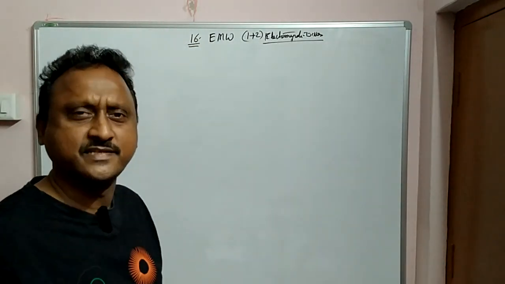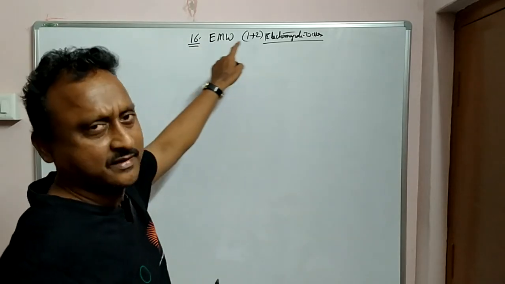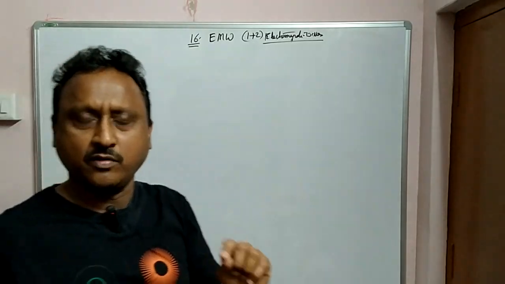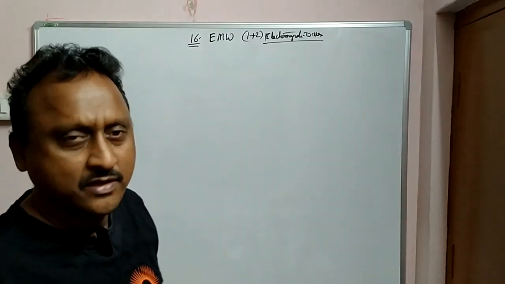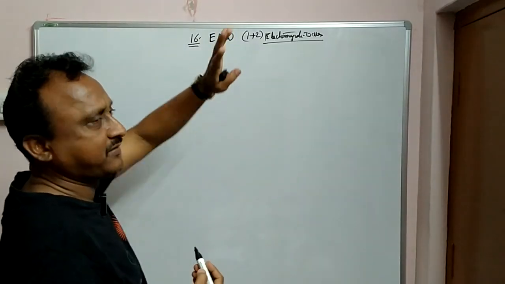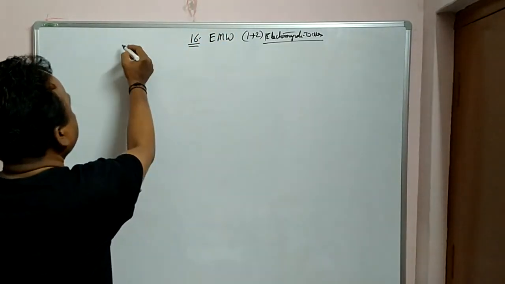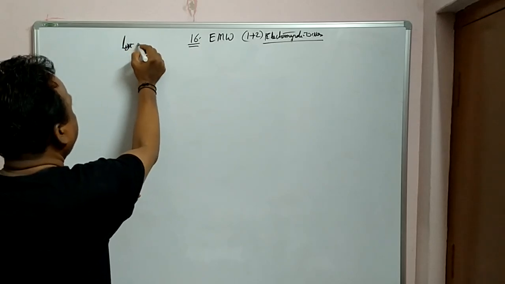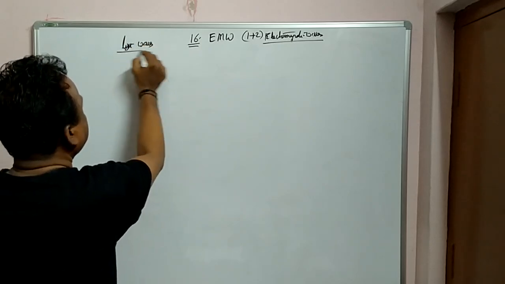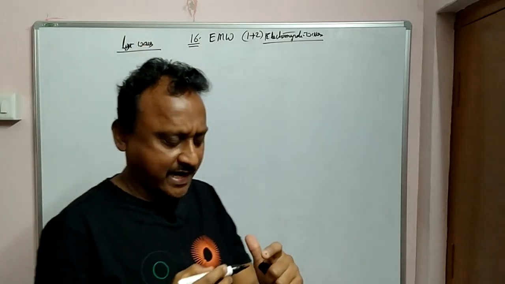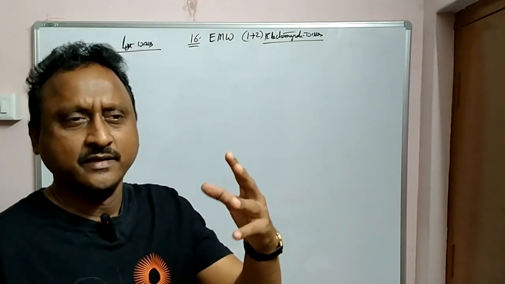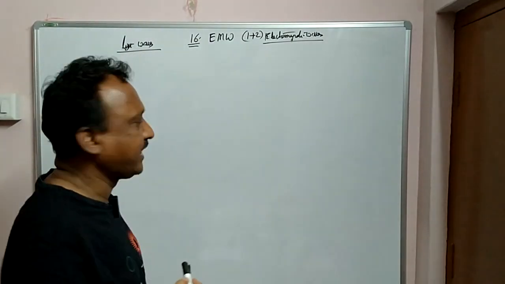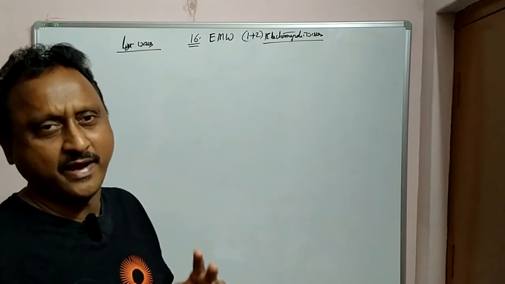Out of a total of 16 chapters, this is the last chapter. First of all, we have to know what is meant by EMW, electromagnetic wave. We all know electromagnetic waves are nothing but light waves. We all know sunlight. From sunlight, light is coming out, and this is electromagnetic. Let us try to understand the electromagnetic wave.